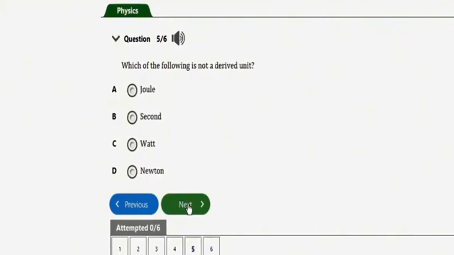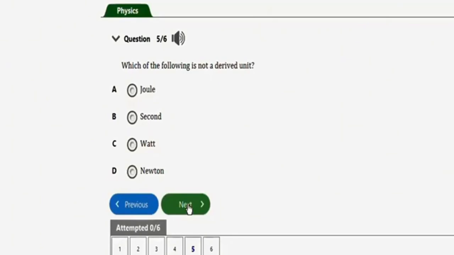It says, which of the following is not a derived unit? Okay, they are talking about derived now. So we have A, joule, B, second, C, watts, D, Newton. Alright, now for this particular question, the correct option to this question is option B. Second is the exception here. Joule is a derived unit. Alright, joule is the unit of work. Watt is the unit of power. Newton is the unit of force. Alright, so these are derived units.